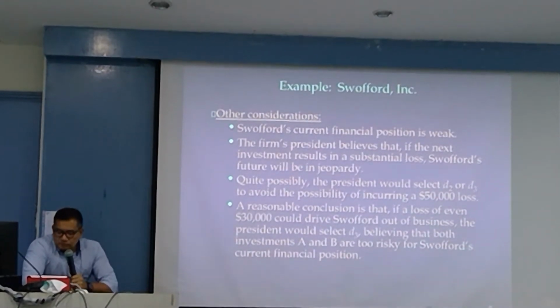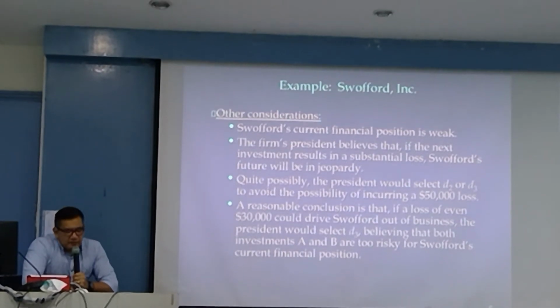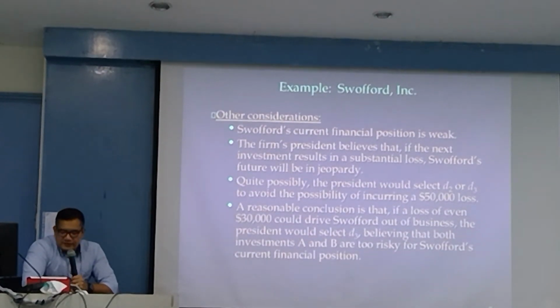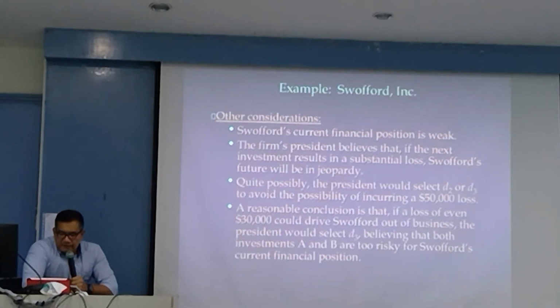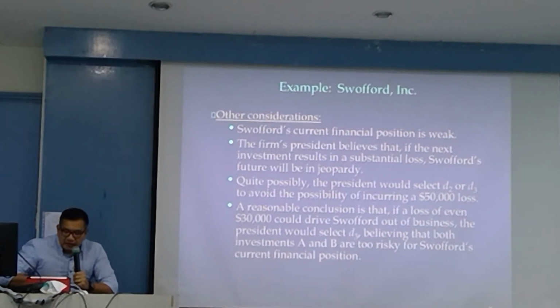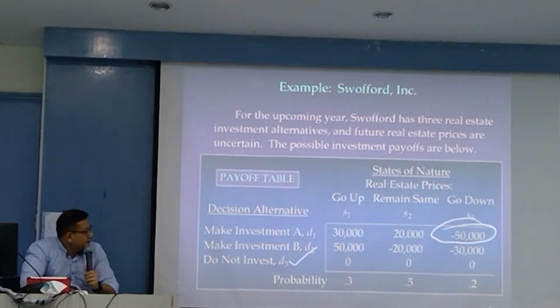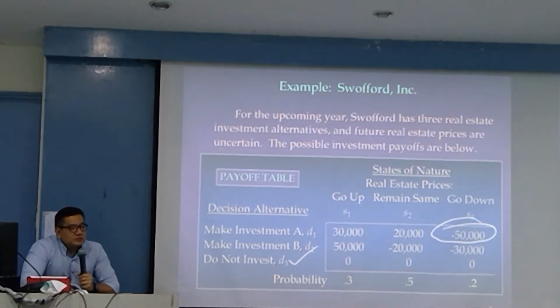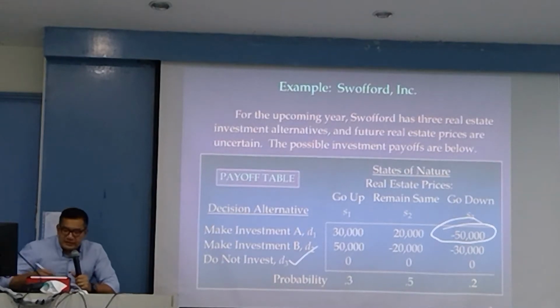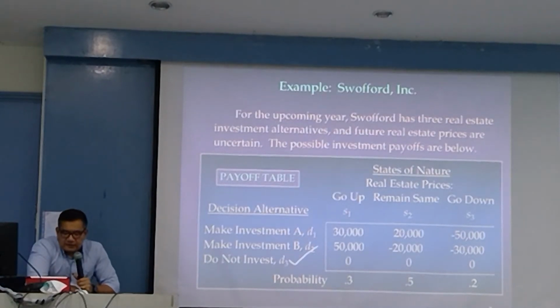And also, the reasonable conclusion for them is that they might think about selecting the third option, because if they do not invest at all, they stay the same, no loss at all. So if the real estate price is going down, as outcome S3 happens, you might see that the third alternative is the best one, because we're getting zero. But in the other two alternatives, you lose 50,000 and 30,000.